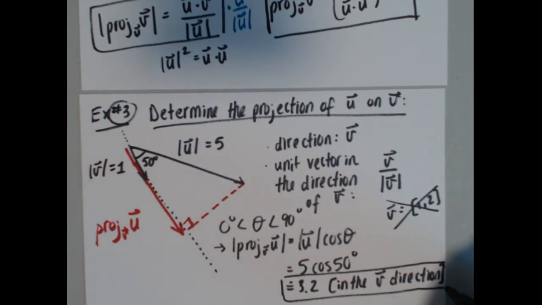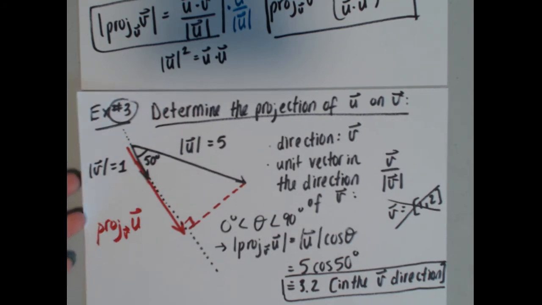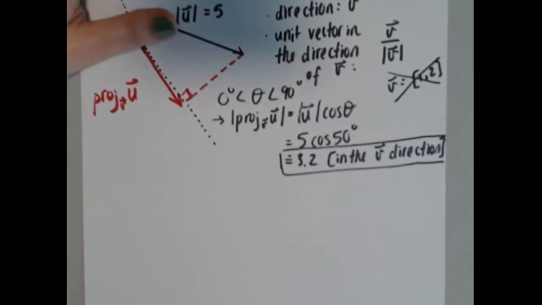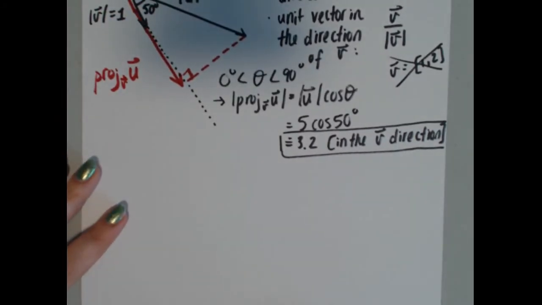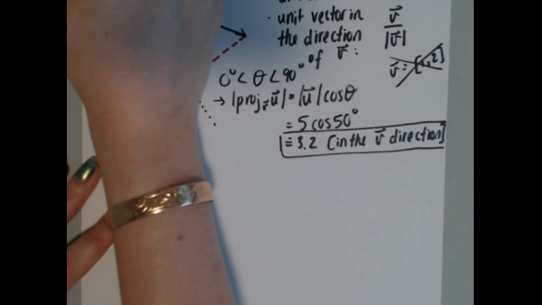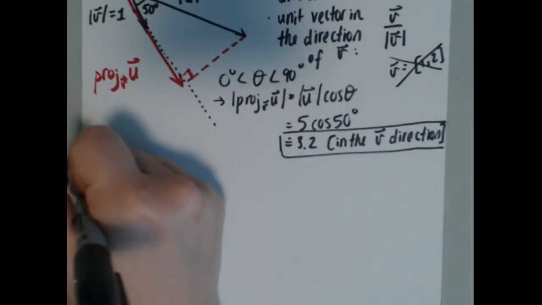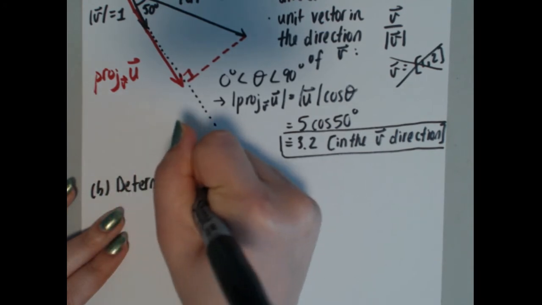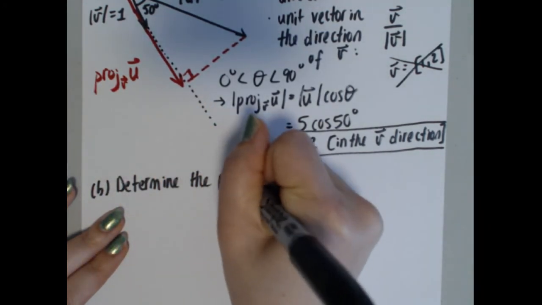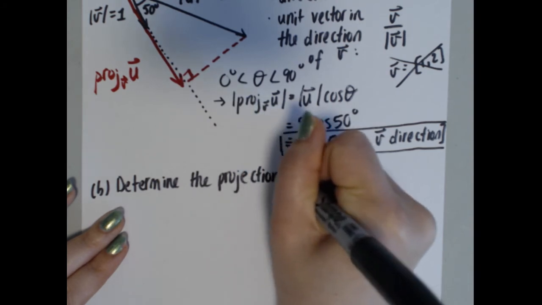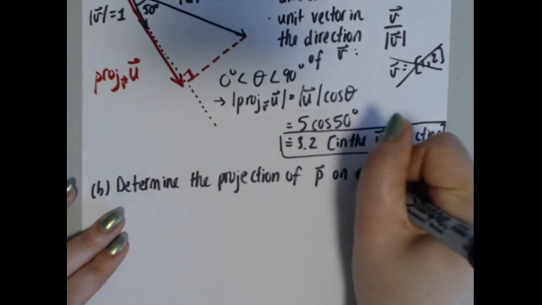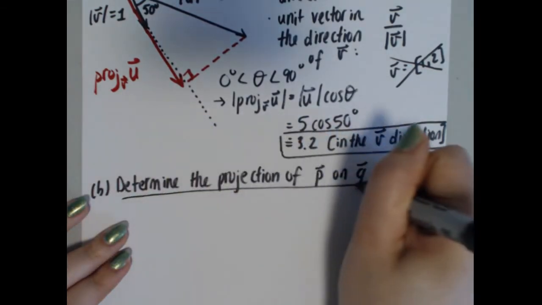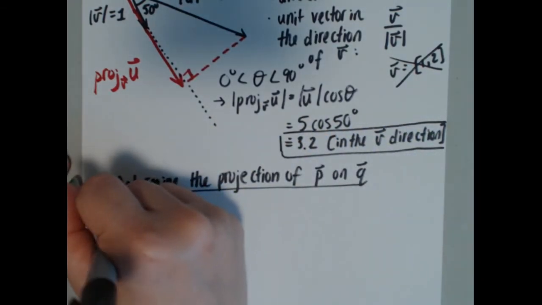Of course, if we have the vector, writing this would not be sufficient. You would actually have to state the direction. And well, we'll see that in the next example. So that is part A. Part B, determine the projection of P on Q. All right, so let me sketch out the picture that would normally be given.